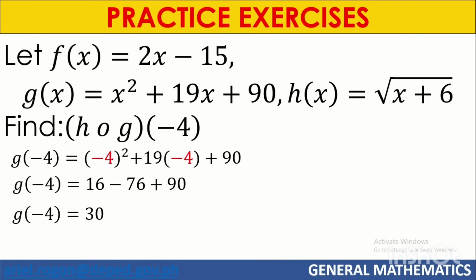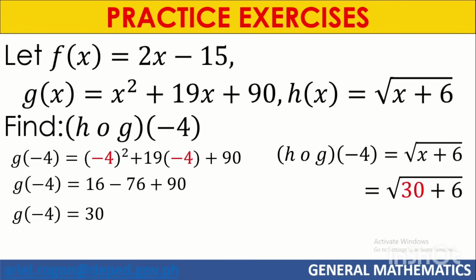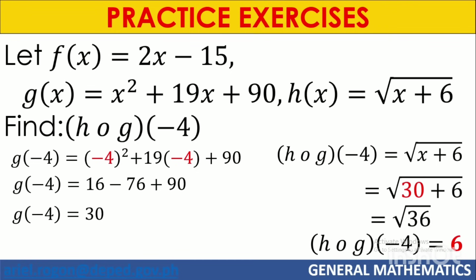The answer is 30. Now, so yung x ng h of x, so ito, papalitan natin ngayon ng g of -4, which is 30. So ito ay papalitan natin ng 30. So, 30 plus 6, the square root of 30 plus 6 is equal to the square root of 36. And the square root of 36 is 6. So, therefore, the answer is 6.